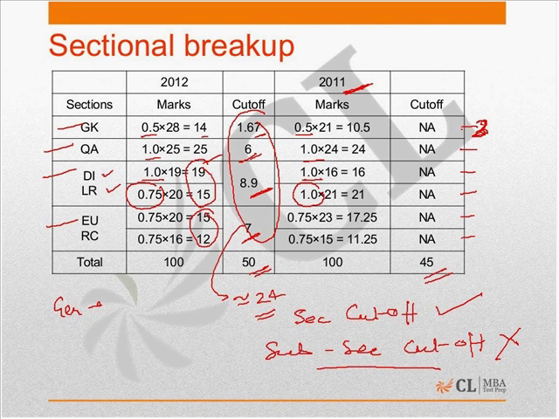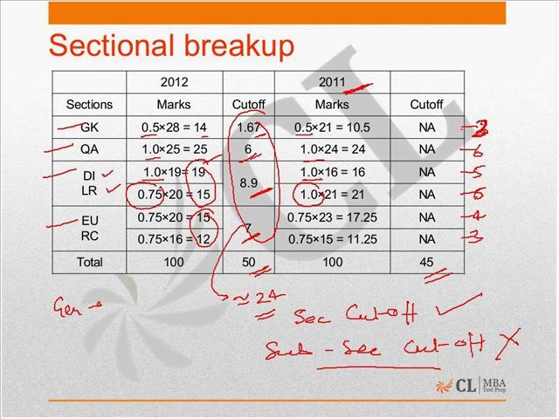LR would have been again something like 5 or 6. EU again something like 4 marks and 3 marks. So that's the kind of section cutoff. If this was a 2011 paper, I would have ensured I got this much, or this is what I would have assumed the sectional cutoff to be.